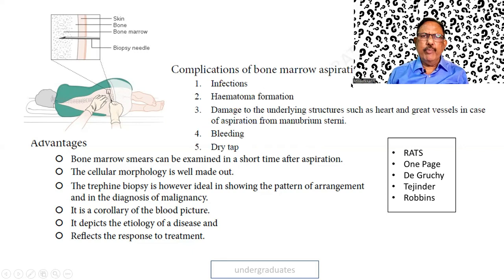The complications of a bone marrow aspiration will be infections, hematoma formation. Sometimes underlying structures such as, with the manubrium sterni, there can be the heart and the great vessels. Dry tap is a condition where you do not get any material. In that case, we will have to repeat it.